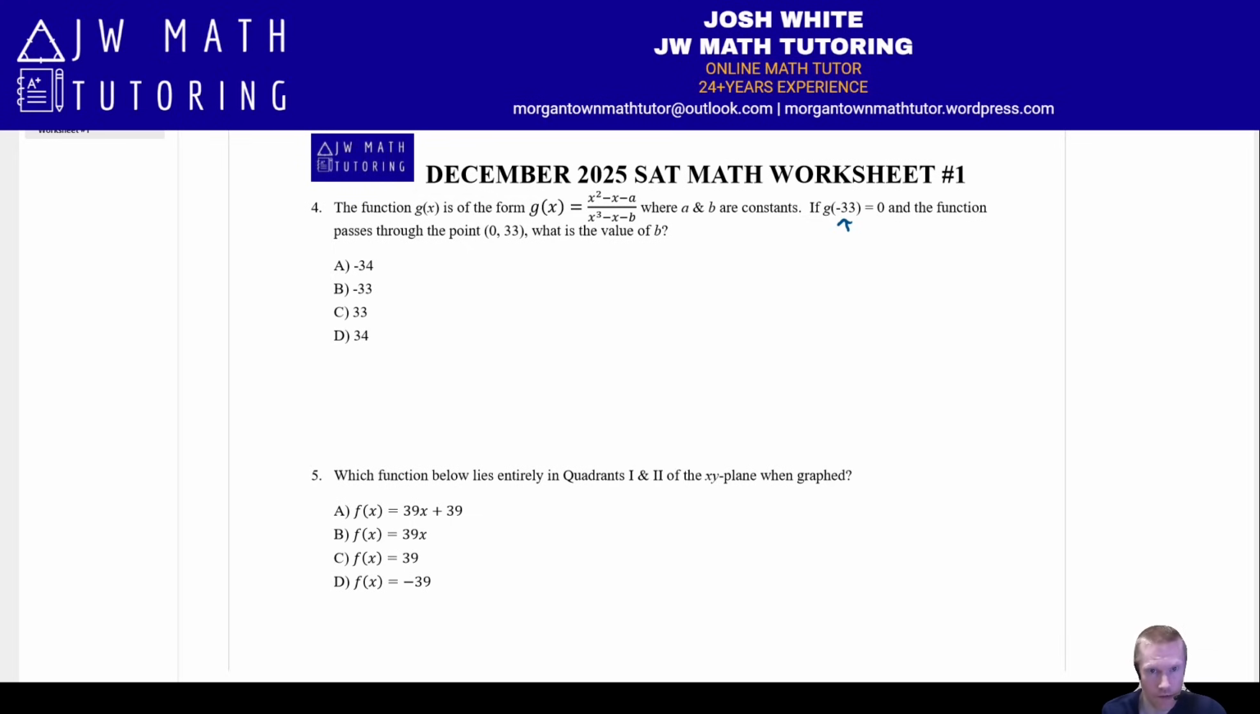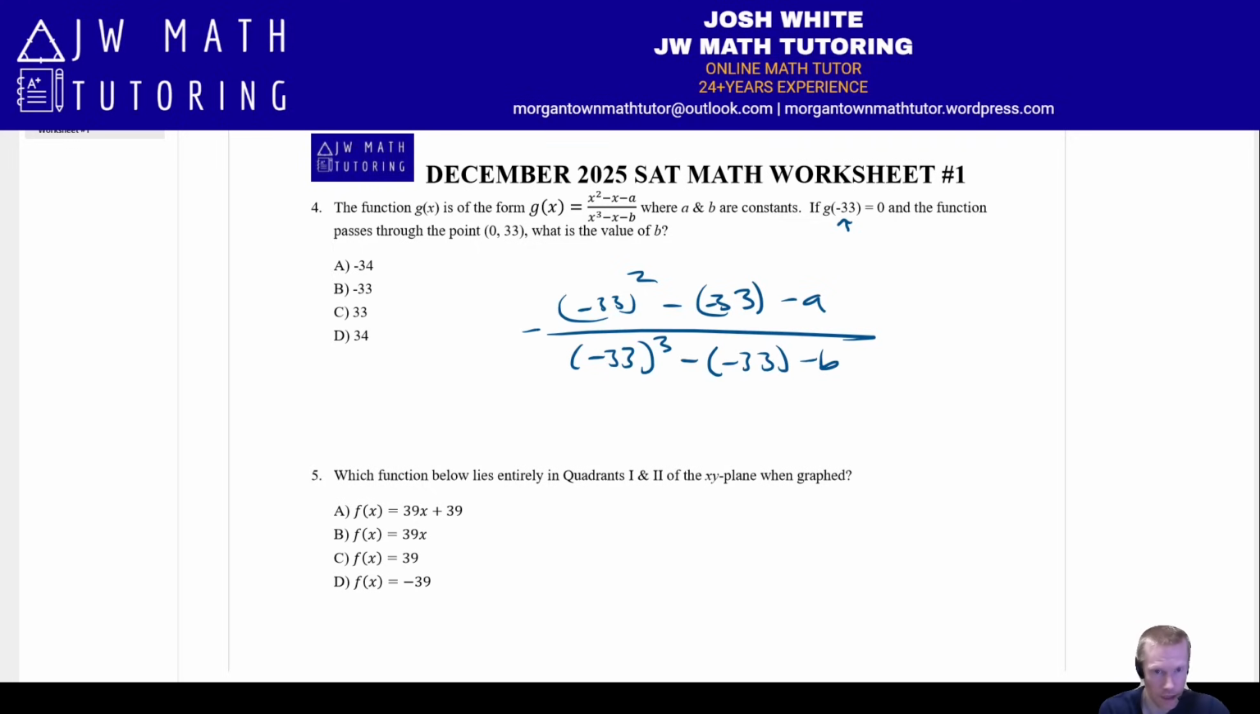You plug in -33 for x. So it's going to look like this. Let me fix this a little bit. Technically, I'm still going to write this out, even though the bottom doesn't matter. And then this is equal to 0. Because if you're trying to solve this, say, for a, if you cross multiply, this whole thing times 0 is just 0. So really, we can just ignore the bottom for this purpose.